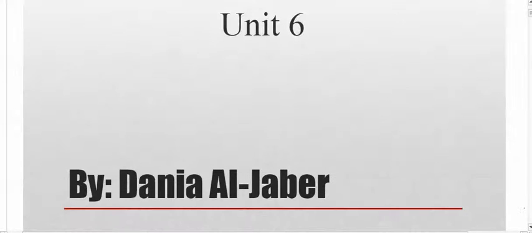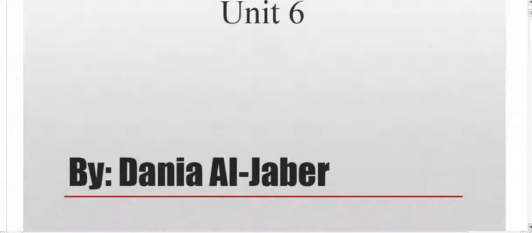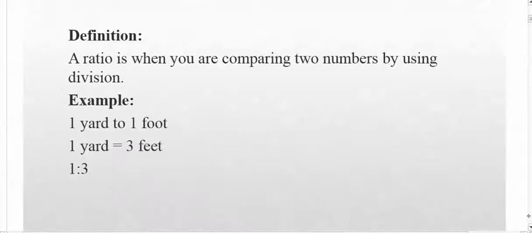Hi, so I'm doing Unit 6, which is rates, ratios, unit rates, proportional relationships, proportions, similar figures, and scale factor. So first off, we're going to start with ratios. A ratio is when you're comparing two numbers by using division.